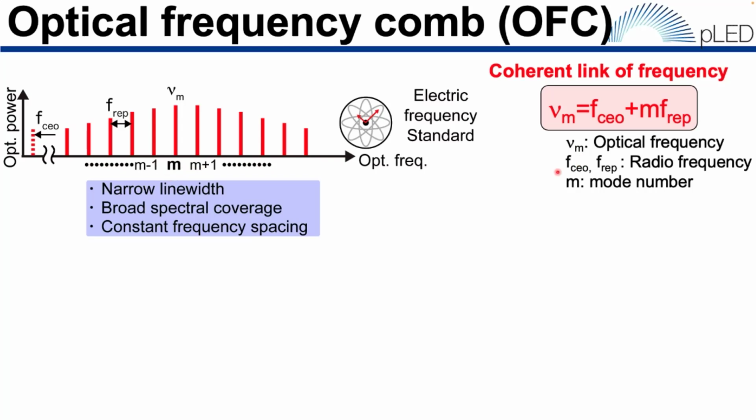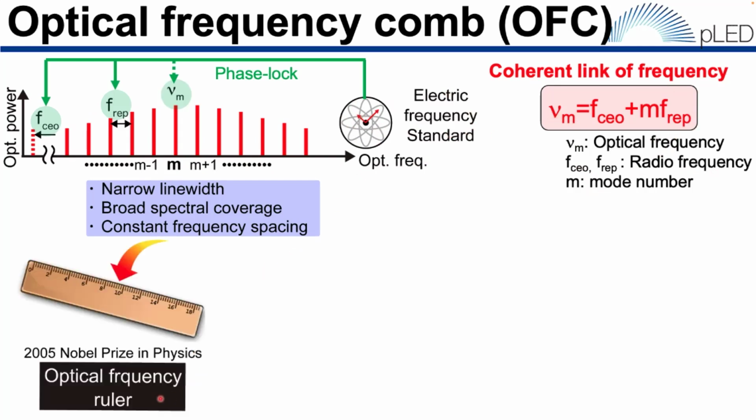Since f_CEO and f_rep are photonic radio frequency signals around several tens of megahertz, this equation indicates the coherent link of frequency between optical frequency and electric frequency. For example, if the f_rep and f_CEO are phase locked to an electric frequency standard by laser control, uncertainty of the frequency standard can be transferred to nu_m based on this equation. In this case, the OFC can work as an optical frequency ruler secured by the electric frequency standard.